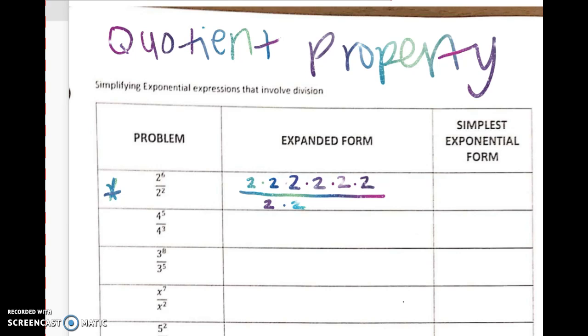Now this is where I'm going to simplify. I notice I have a 2 over a 2, so these two become a 1. These also become a 1. I can't simplify anything else, so I'm done. Again, you always keep your base. And how many 2's were left over? 4 were left over. They were left over in the numerator. So really I'd have 2 to the 4th over 1, but we know we don't really have to put the 1, so my simplest exponential form would be 2 to the 4th.